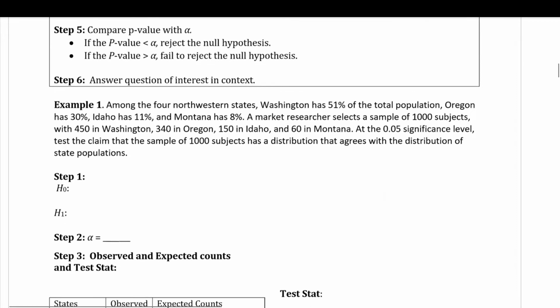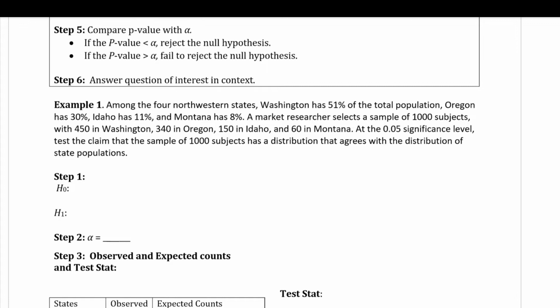There's 3 for this section, I believe. Among 4 northwestern states, Washington has 51% of the total population, Oregon has 30%, Idaho has 11%, and Montana has 8%. A market researcher selects a sample of 1,000 subjects, with 450 in Washington, 340 in Oregon, 150 in Idaho, and 60 in Montana. At a 5% significance level, test the claim that the sample of 1,000 subjects has a distribution that agrees with the distribution of the state populations.